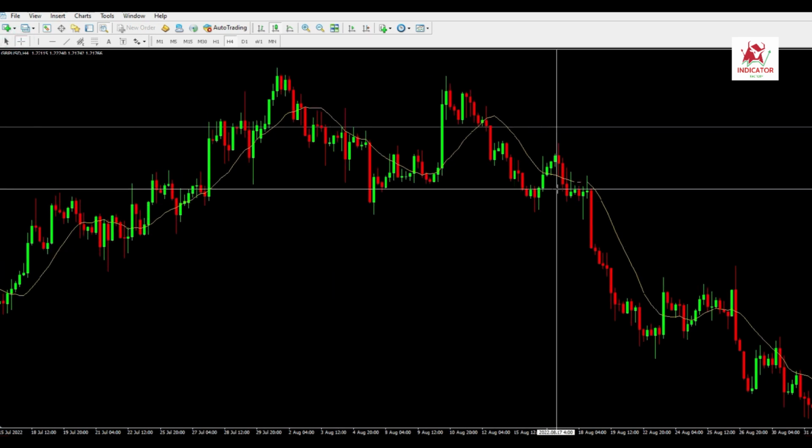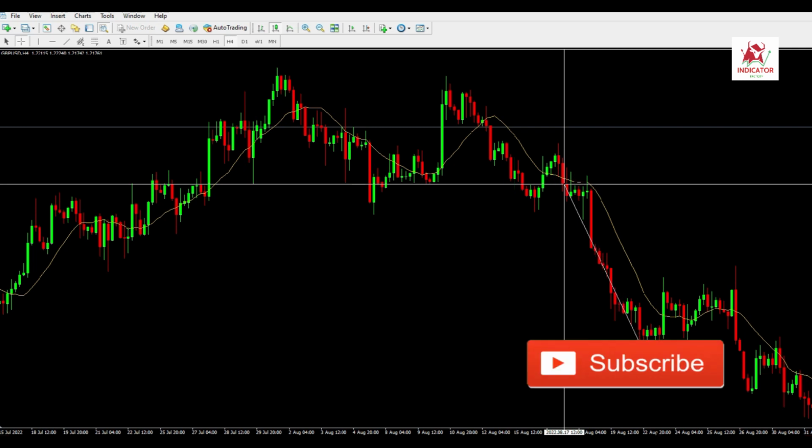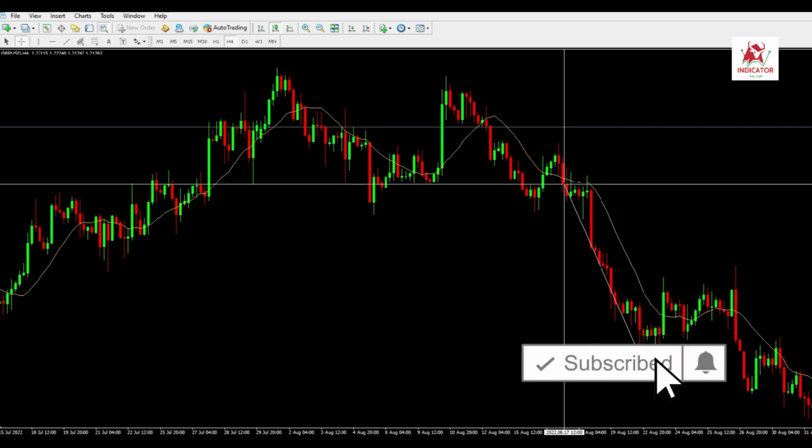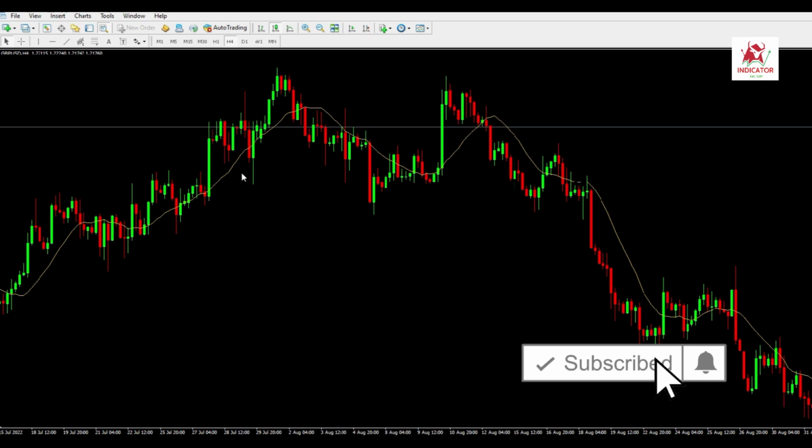What does Forex Indicator mean? A Forex indicator is a statistical tool that currency traders use to make judgments about the direction of a currency pair's price action.